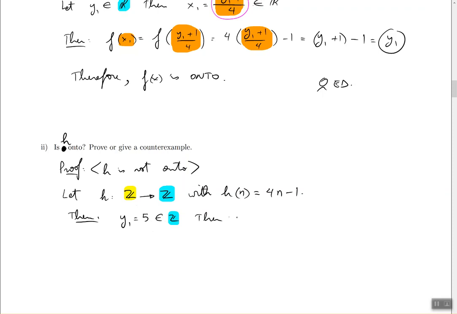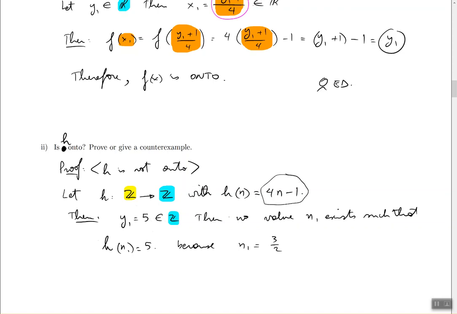Then no value n1 exists such that the h of this n1 would be 5. How do I know this? Well, here's the reason why. Because to map to 5, we need to plug in 3 over 2. Right? The n1 needs to be 3 over 2 to enter this formula for 4n-1 and give you 5 at the end. But n equal to 3 over 2 is not an element of the domain.